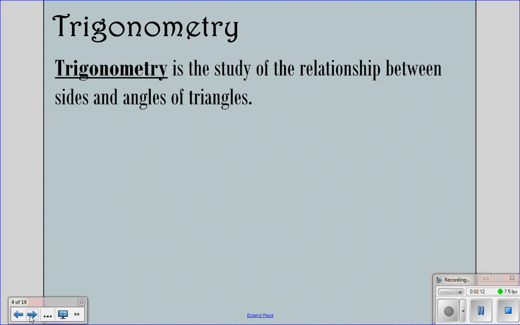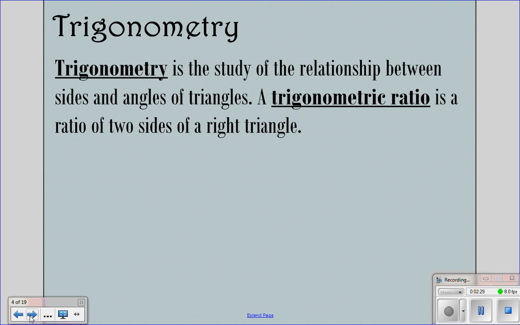So trigonometry. Trigonometry is the study of the relationship between sides and angles of a triangle. So your trig that you're going to be dealing with deals with relationships between the sides and the angles of your triangles. A trigonometric ratio is a ratio of two sides of a right triangle. So when we're dealing with our trig ratios, we are going to be dealing with right triangles. There are ways that you can use your trig functions for non-right triangles, but the trig ratios that we look at today are only for right triangles.